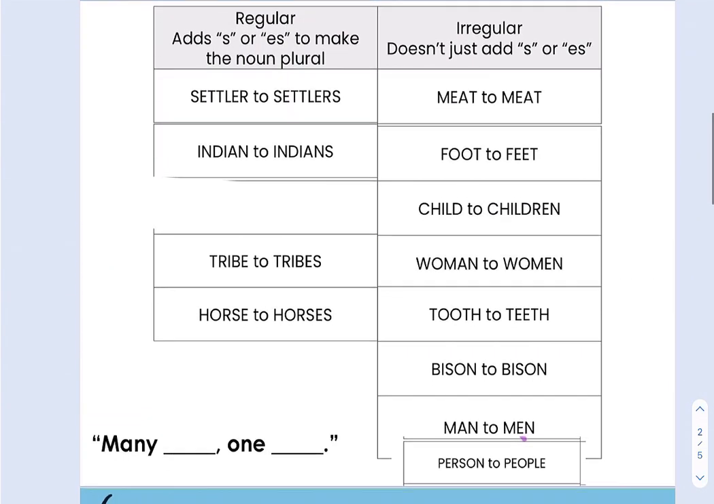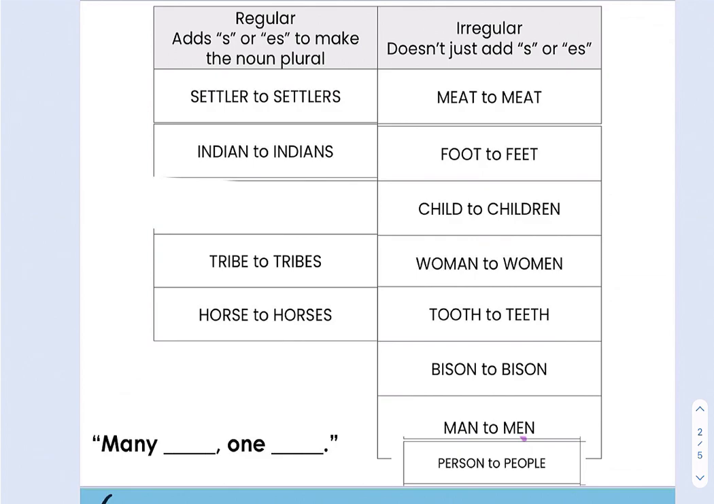Here's the chart that we used in Lesson 6. On the left side, you see our regular plural nouns, meaning more than one. We have settler to settlers, Indian to Indians, tribe to tribes, horse to horses. Notice these are regular, meaning we're just adding an S or ES to the end.